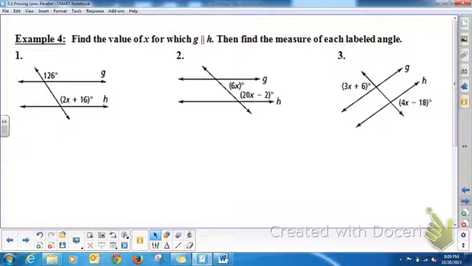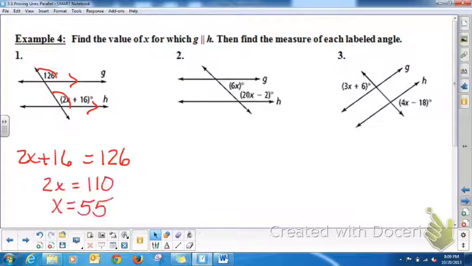So take a look at number 1. If G is parallel to H, then these angles are what kind of angles? They would be corresponding angles. And therefore, 2x plus 16 would equal 126. So you would subtract 16 and get 2x is equal to 110, and then you would divide by 2 to get that x is 55. When you plug it back in, you would find that this missing angle is 126, which you knew because they're corresponding angles. Corresponding angles are congruent. They would make these lines parallel, and therefore x would be 55.